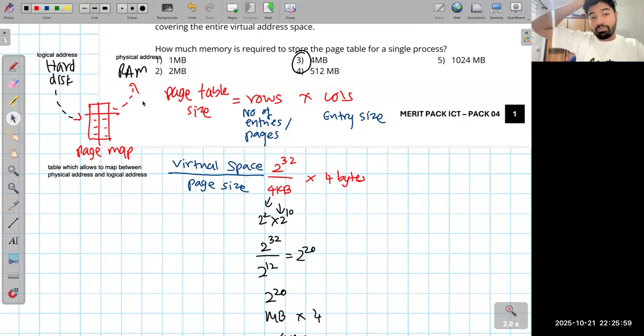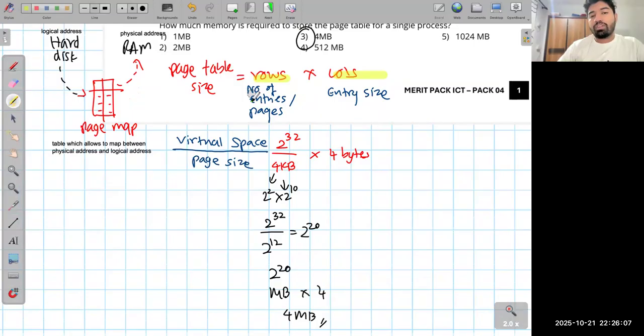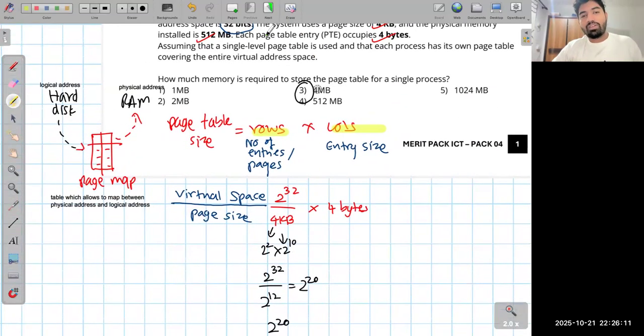Okay. So the size of this table is equivalent to rows into column. So you take the column and the row and multiply. Rows is the number of entries or number of pages. Column is the entry size. They have already given the entry size. Page table entry size is 4 bytes.